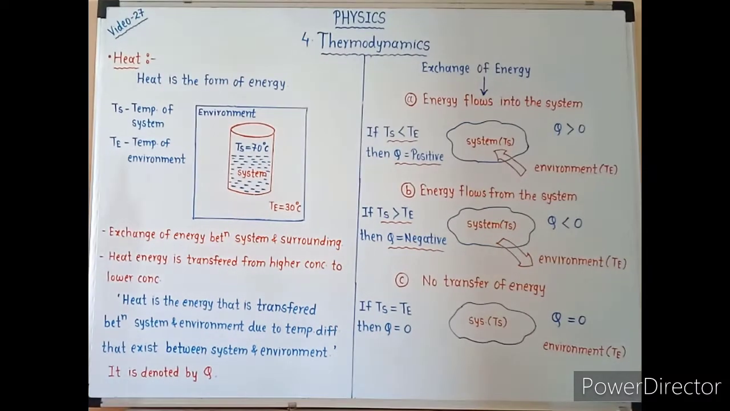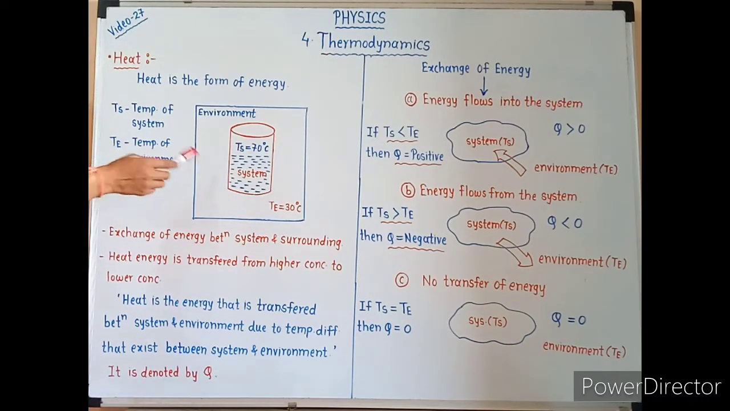As we know, heat is a form of energy, and the energy associated with random and disordered motion of molecules in the given system is known as the internal energy of the system. Now we will see the relation between heat and internal energy.